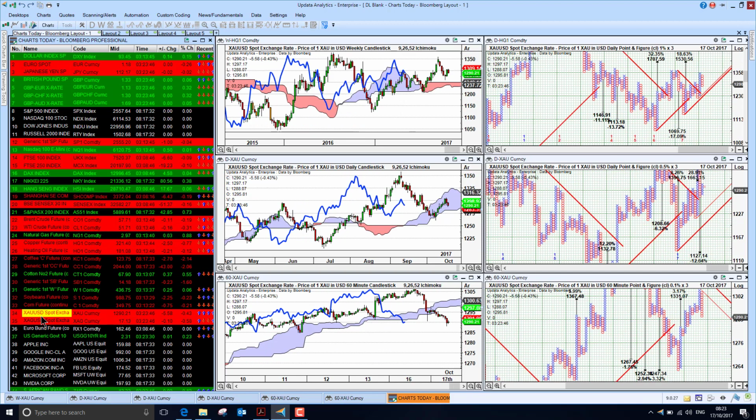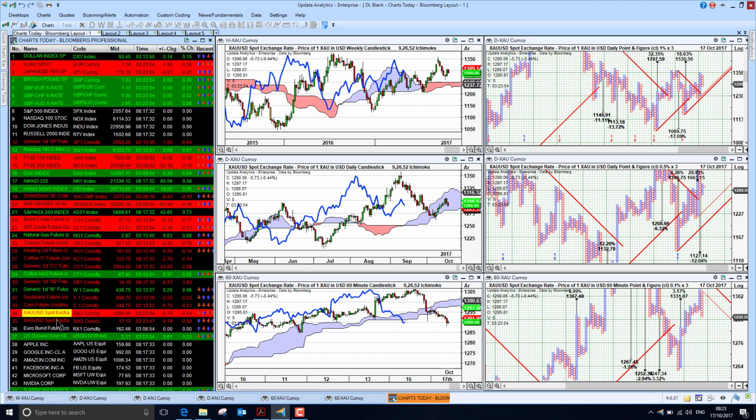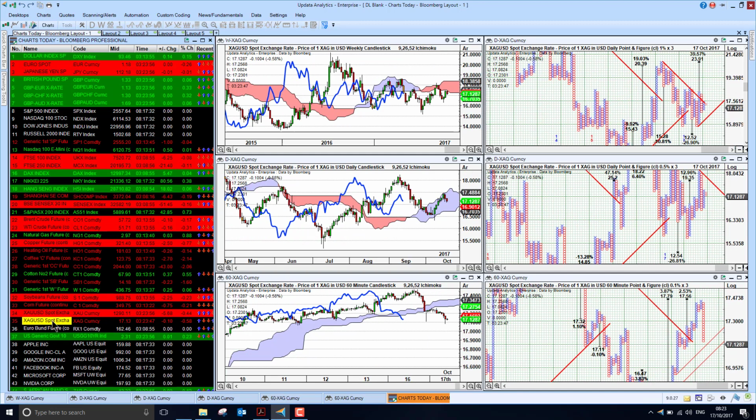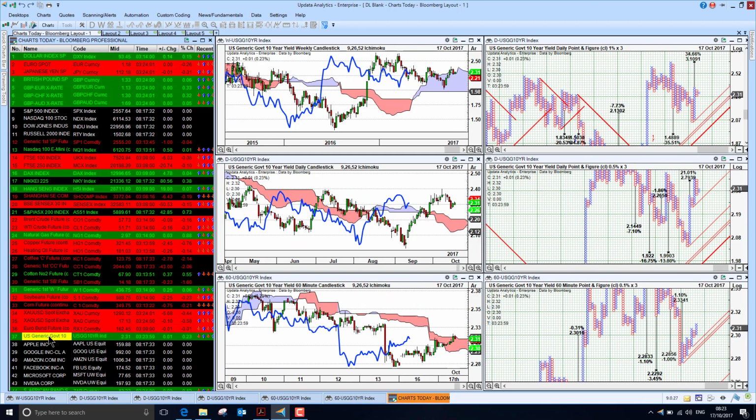Taking a look at gold, we've fallen back below that $1,300 level to 1290, just coming into bearish territory again on the short-term chart. So just a little bit weaker there, and silver much the same picture. Taking a look at US Treasury yields, just at 2.31% on the 10-year.